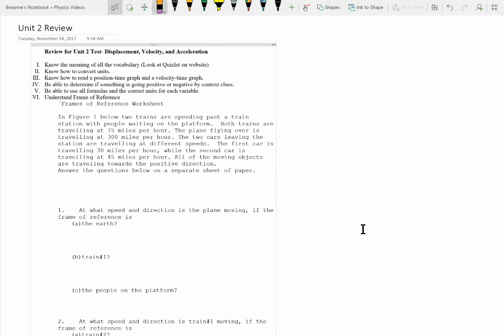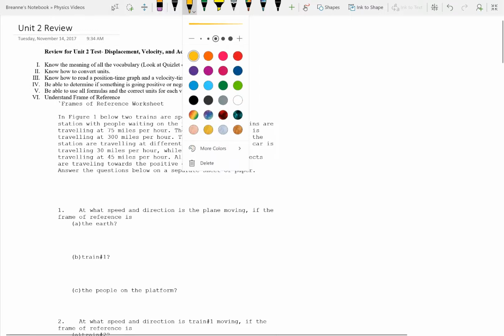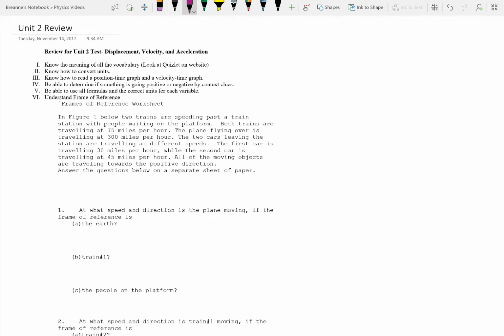So let's go with understanding frame of reference. So disclaimer, these questions are not on your review. These questions I'm adding to the video so we can touch base on what frame of reference is, by doing some practice problems. So, it says in figure 1 below, which did not come, so I'm going to have to draw it. So you get my lovely figure 1. Below, 2 trains are speeding past a train station with people waiting on the platform.